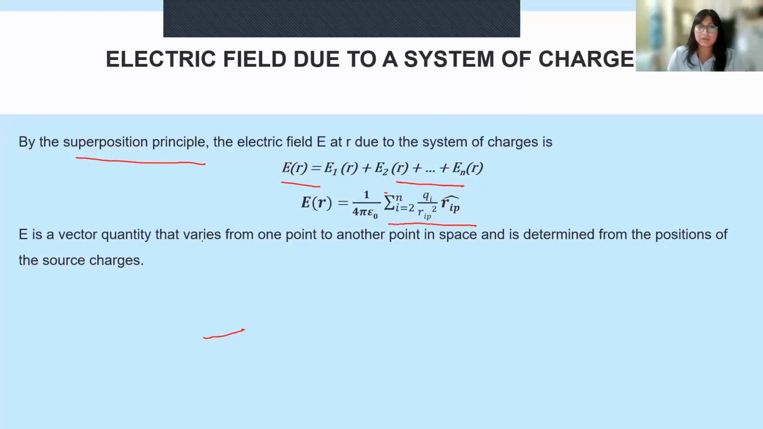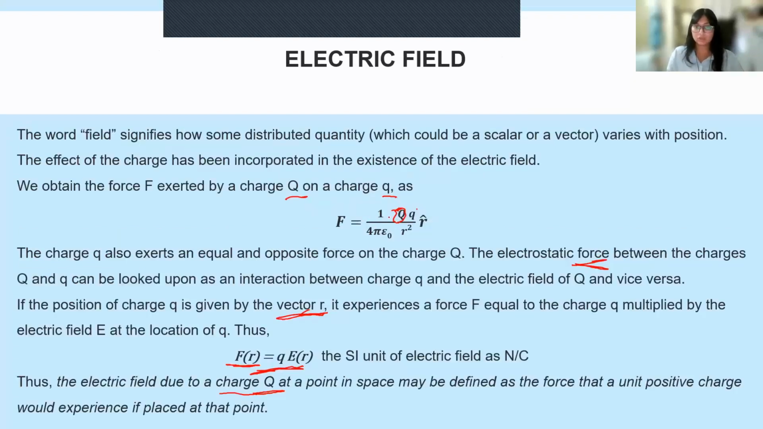So E is a vector quantity that varies from one point to another point in space, and it is determined from the positions of the source charges. So what is a source charge? Previously we saw over here that Q is the source charge and small q is the test charge. Since Q is the one producing the electric field, big Q is going to be the source charge and small q is going to be the test charge.